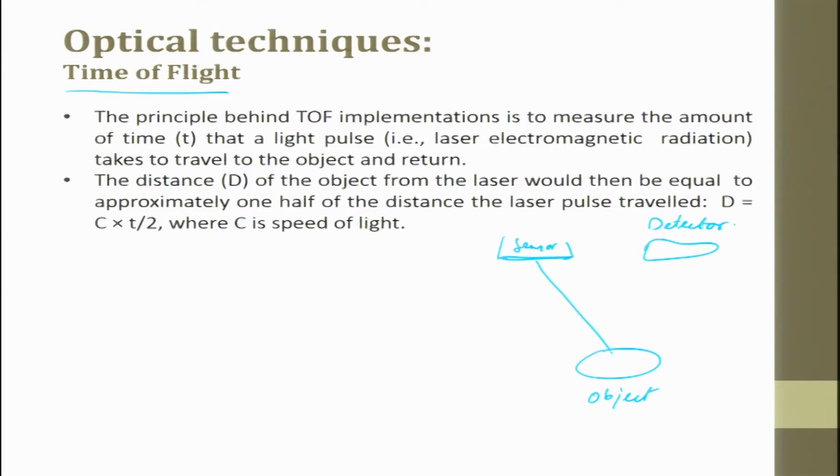Time of flight is the time it takes for light to travel from a source to hit the object, and from the object go back to the detector. So, this is called time of flight.